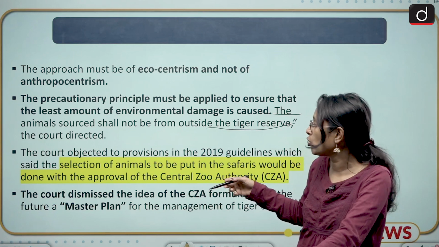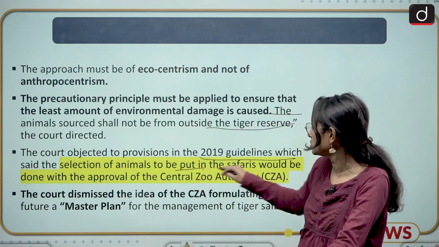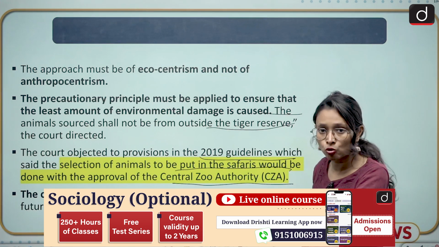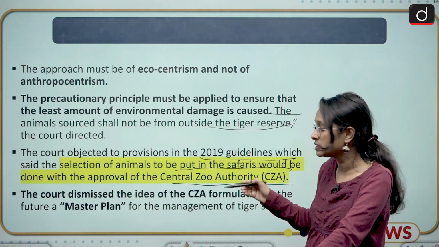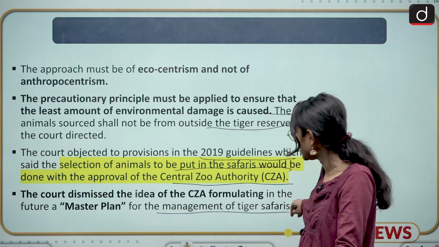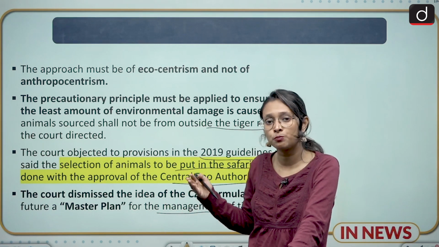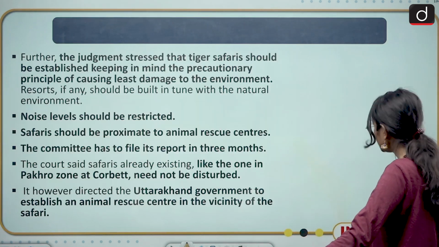And also the court objected to the 2019 guidelines, which said that the selection of animals to be put in the safaris would be done with the approval of the Central Zoo Authority. So the court has an objection to this Central Zoo Authority also, and the court dismissed the master plan for management of tiger safaris. And whatever formulation plans they have, the Supreme Court has dismissed all these plans. Moving to the next slide.